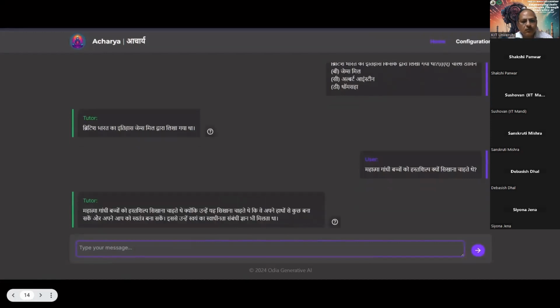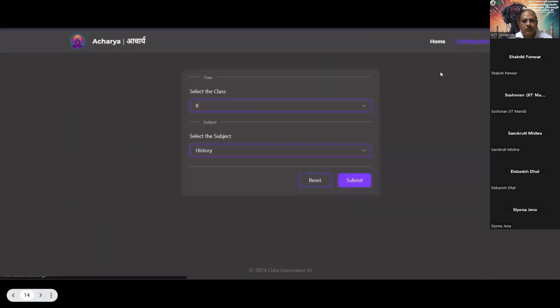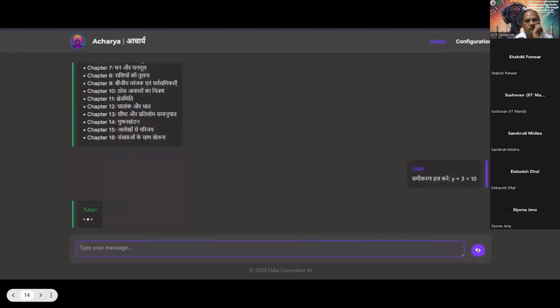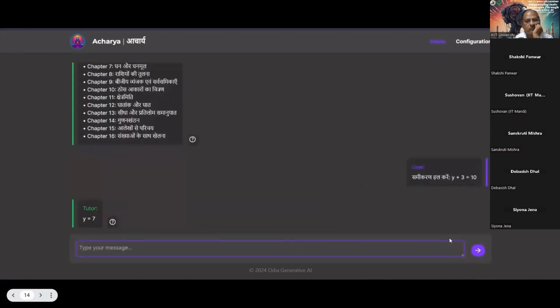The answer is that he taught kids so that the kids could do something on their own if needed. So now we are changing the subject. Now we're back to mathematics. So that's a very simple algebra question, and the answer is correct. Y equals 7.